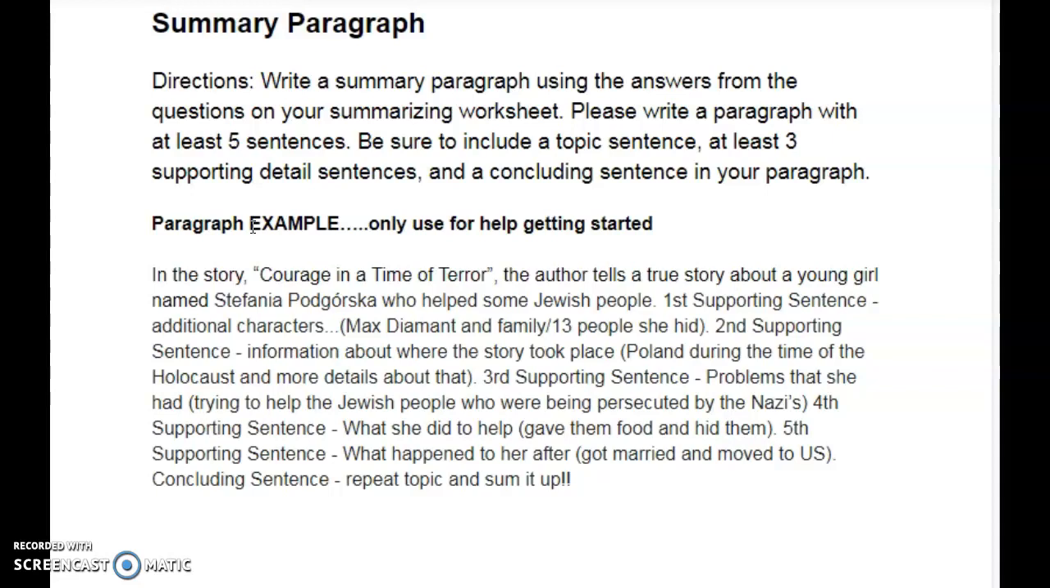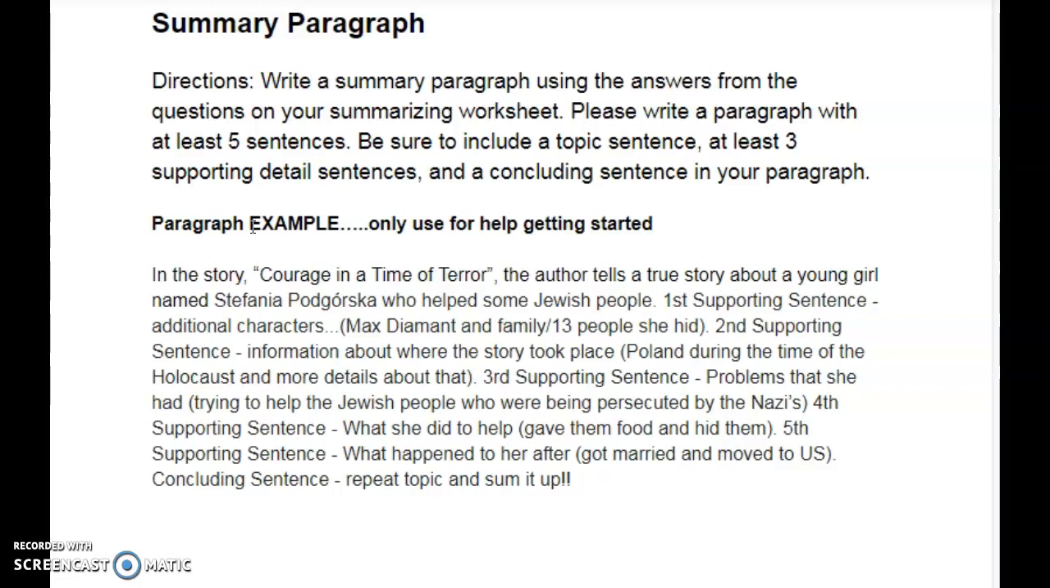So the directions for your summary paragraph are to write a summary paragraph using the answers from the questions on your summarizing worksheet. Please write a paragraph with at least 5 sentences. Be sure to include a topic sentence, at least 3 supporting detail sentences, and a concluding sentence in your paragraph.